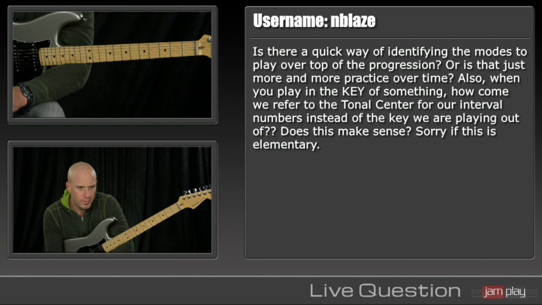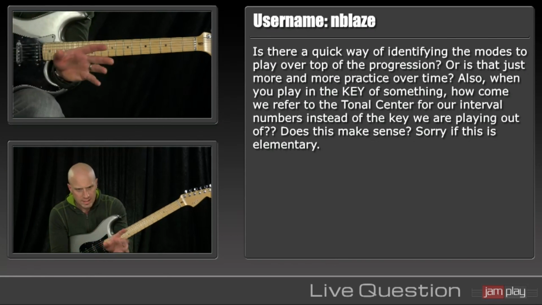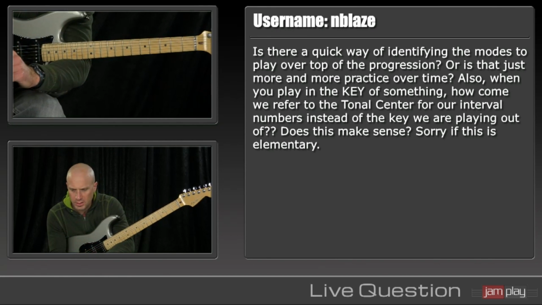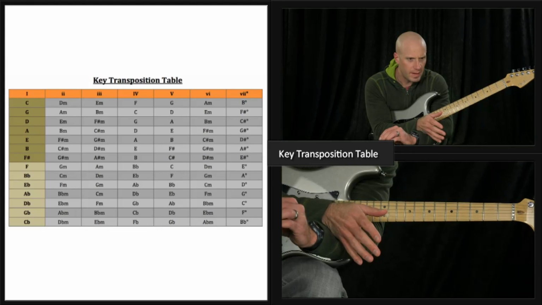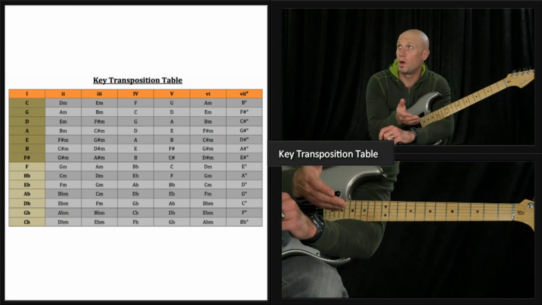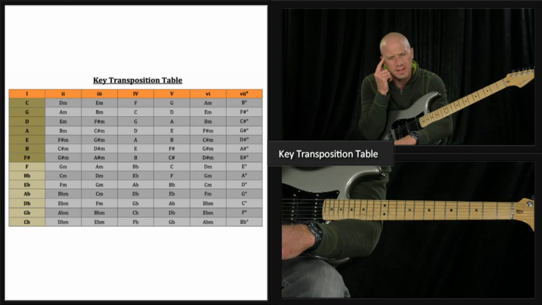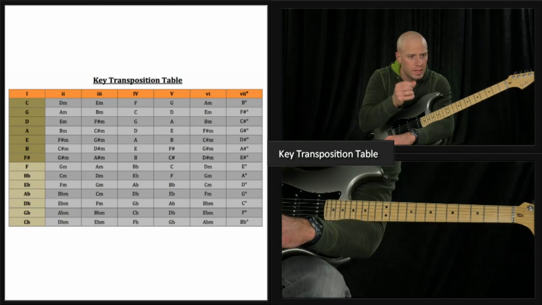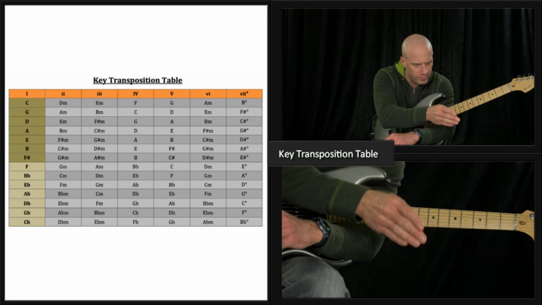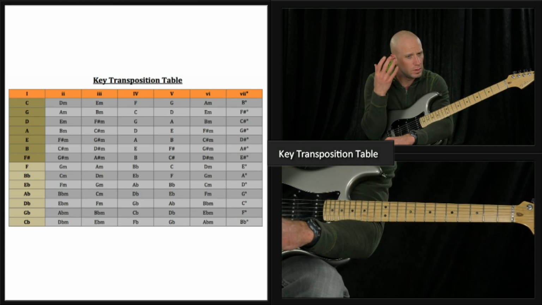Is there a quick way of identifying modes to play over the top of the progression? So at the beginning of this hour, we did the first part of your progression. We listened to the progression. We went, okay, let's go back to the key transposition table real quick. It's about identifying: is the chord progression going 1 to 2? Is the 2 major? Well, it's 1 to major 2. We know that's a Lydian, right? Because the only place you see a major 1 to major 2 would be from the 4 to the 5. So if we call the 4 the 1, we have a 1 to 2. That's how you do that.